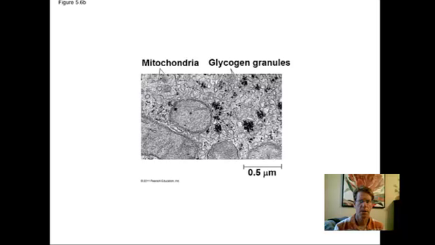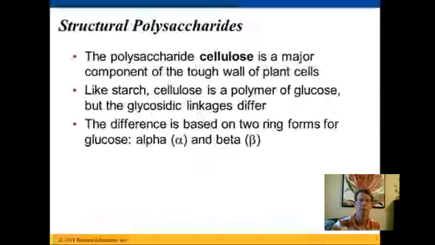oftentimes you're going to find these molecules located very close to the mitochondria. And again, when we get into the chapter on the cell, the mitochondria is a very important organelle. It's the powerhouse of the cell. Okay, well, where's the fuel coming from for that powerhouse? Well, it's next door. It's all these glycogen granules that are being stored around it for easy access, and away we go in the production of energy.